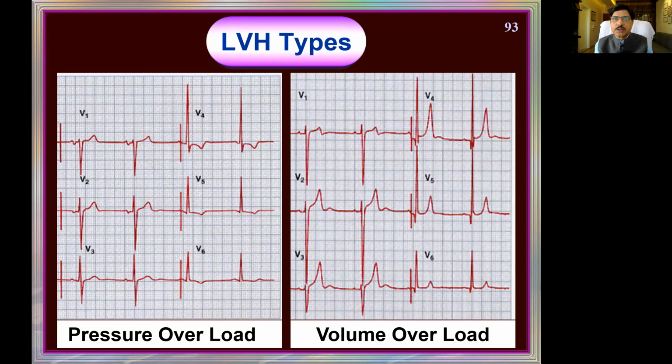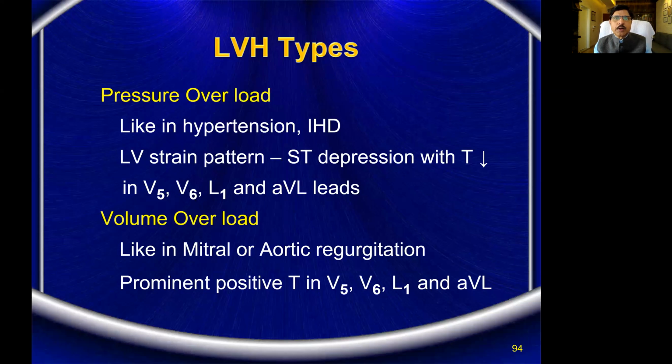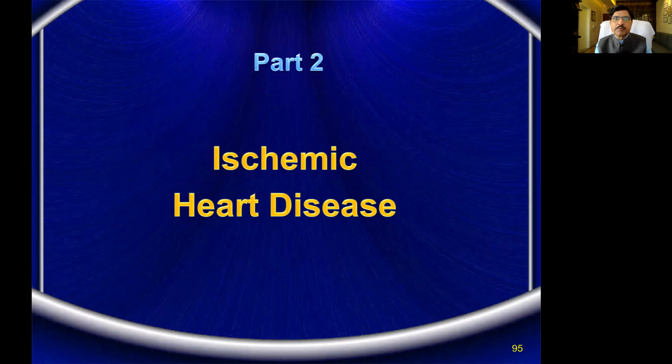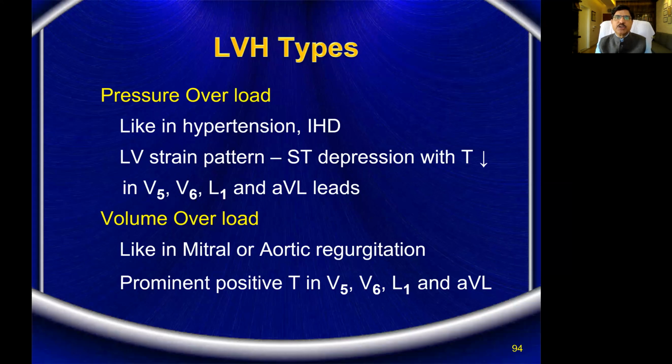So we understood left ventricular types, pressure overload like in hypertension, IHD, LV strain pattern we call ST depressed T inversion, V5, V6, L1, AVL have to be seen. And then volume overload, like in mitral and aortic regurgitation, prominent positive T waves in V5, V6, and also in L1 and AVL. So that ends today's session. Then we have to look at the bundle branch blocks, not ischemia straight away. After the bundle branch blocks, we will go for the ischemia.